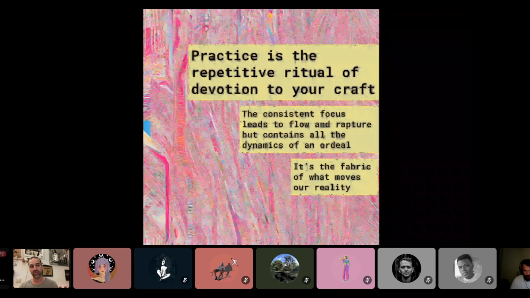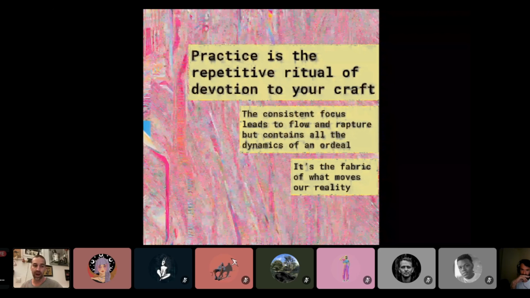It's not necessarily just to your craft if you widen it. Practice is this repetitive ritual of devoting yourself to something that you're focused on. It could be your kid at some point in your life. It could be food. It's so many layers. It could be anything. But the idea is that for Voyager, we're coming around art practice because that's hopefully what we're all into.